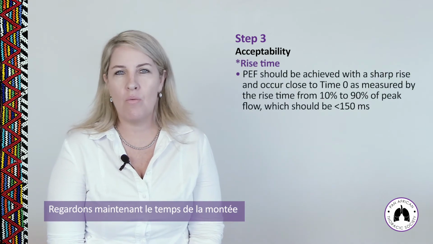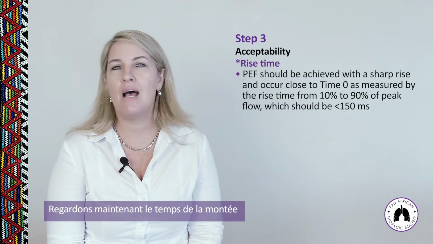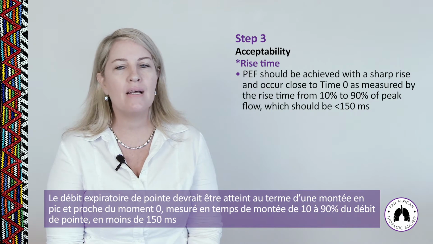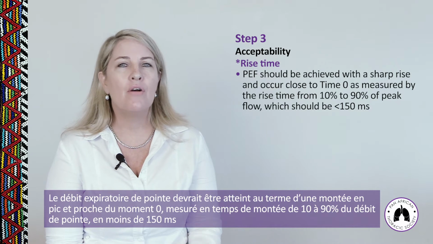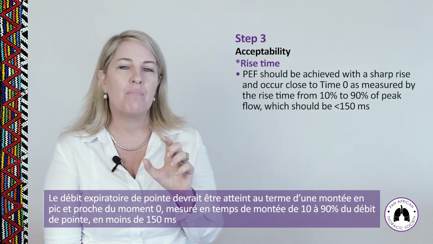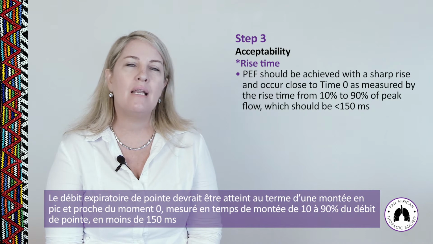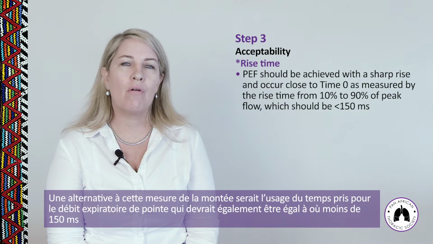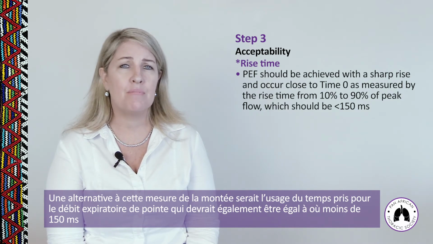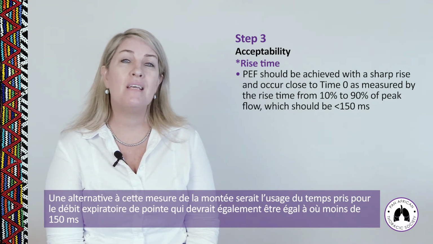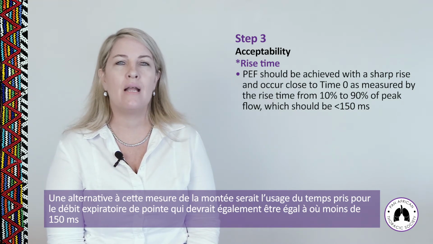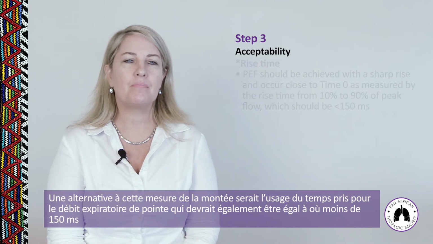The next one that I want to clarify for you is the rise time. So the peak expiratory flow should be achieved with a sharp rise and occur as close to time zero as possible, as measured by the rise time from 10 to 90% of the peak flow, and that should be less than 150 milliseconds. An alternative to using the rise time to assess acceptability would be to use the peak expiratory flow time, which should also be equal to or less than 150 milliseconds.